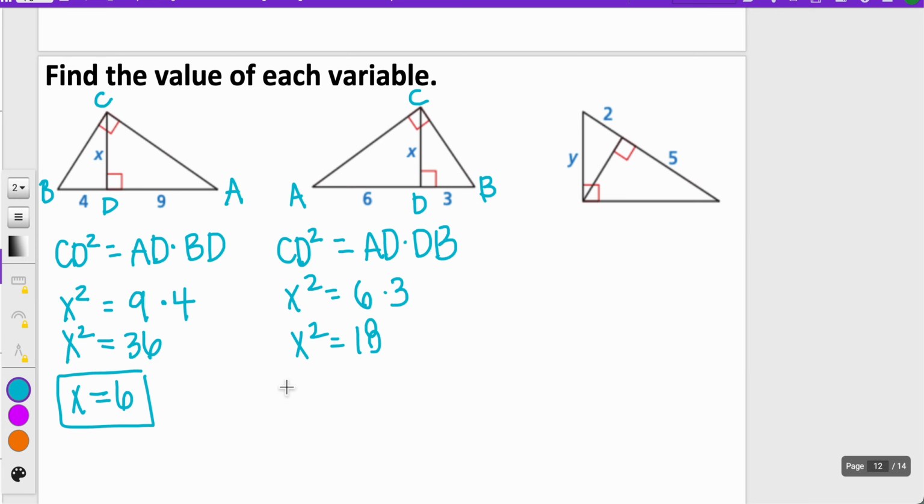And then I just find the square root of 18. The square root of 18 could be broken down into the square root of 9 times the square root of 2, which is 3 square root 2.